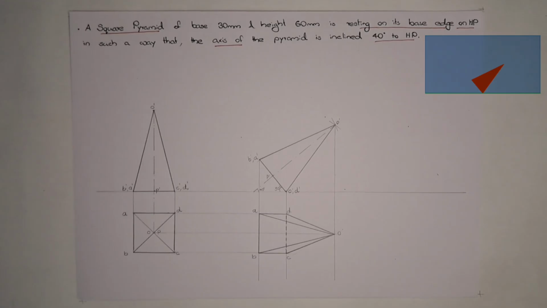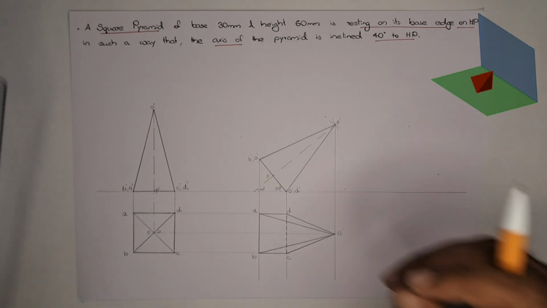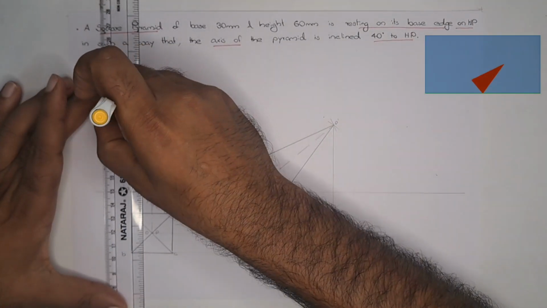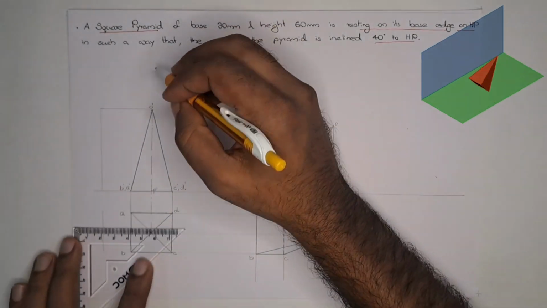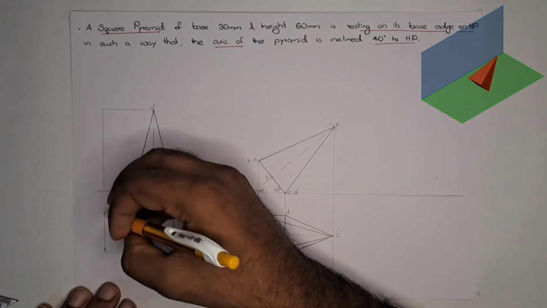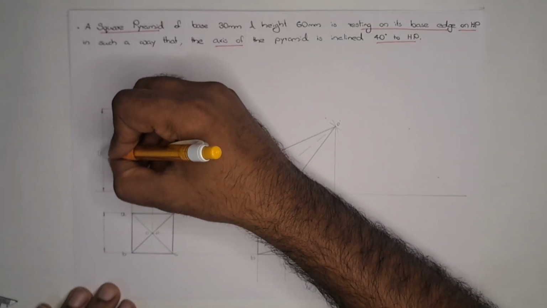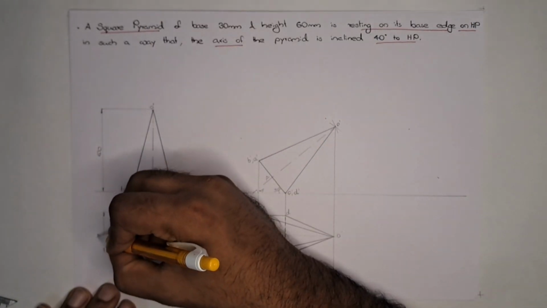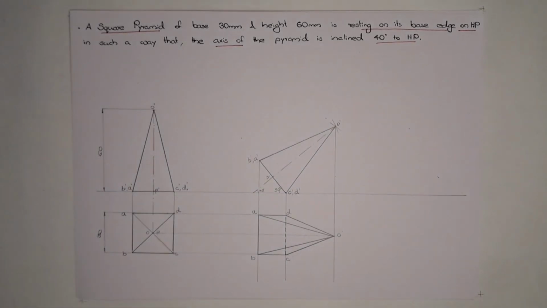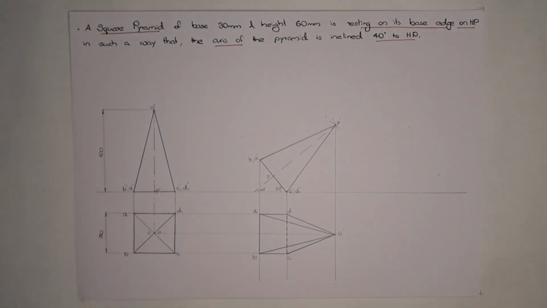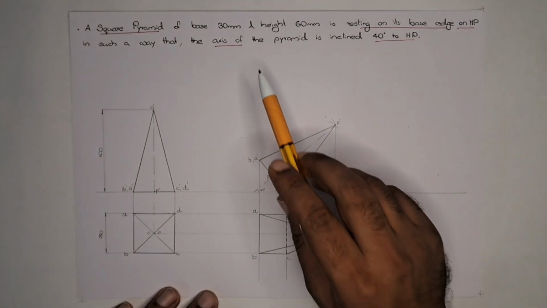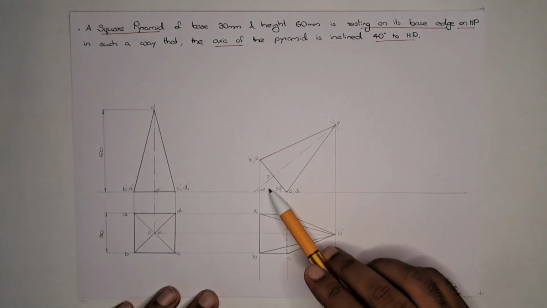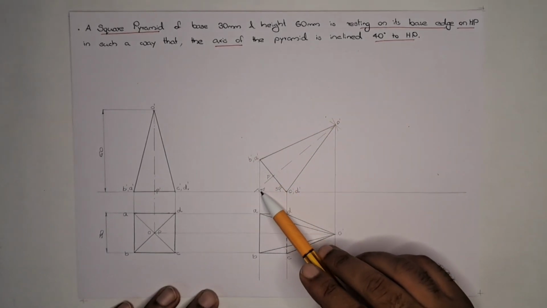So this is the final figure. We can give the dimension now. So here it is 60, here it is 30. So this is the first condition. Now we are going to discuss the inclination on the slant edge. So in the first condition, the inclination is on the axis of the pyramid. That's why we keep the 40 degree over here.